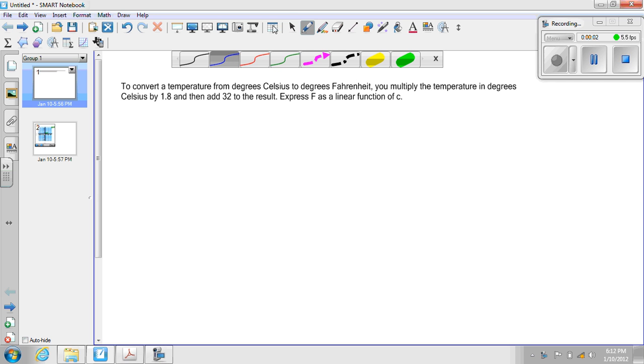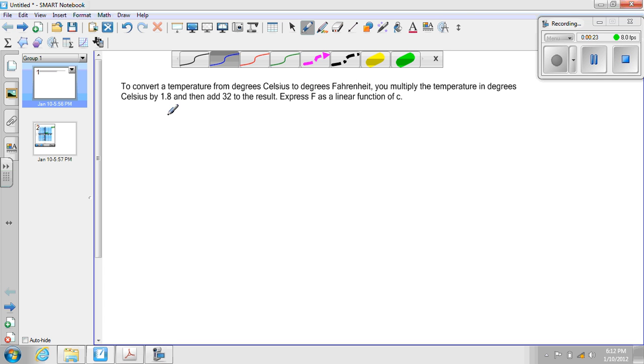This is the first word problem, and it's asking us to convert a temperature from Celsius to Fahrenheit. And it's telling us that in order to do so, you take the temperature that's in Celsius, multiply it by 1.8, and then add 32 to the result. And that is going to give us our Fahrenheit.